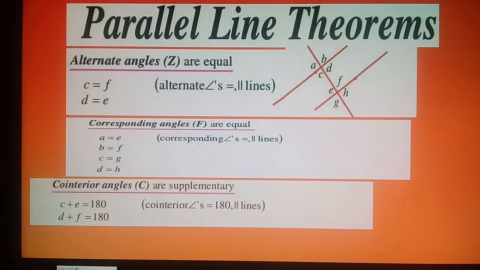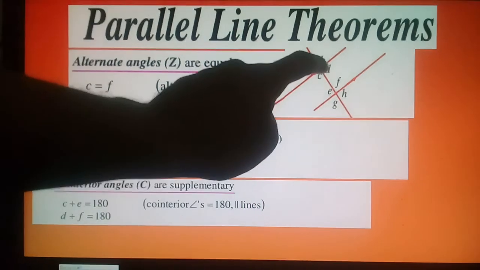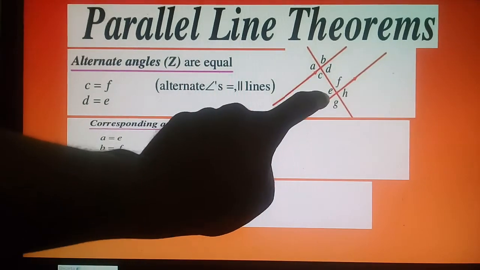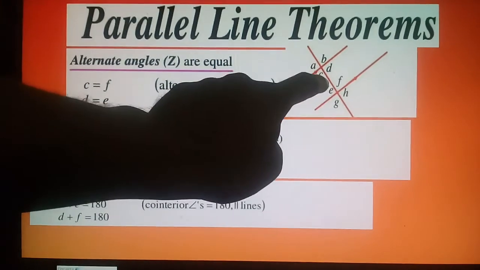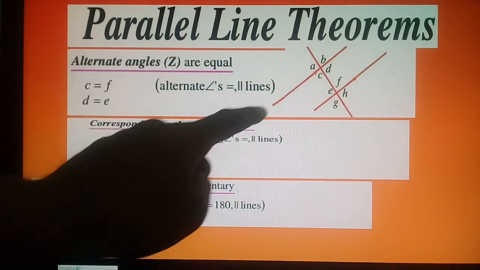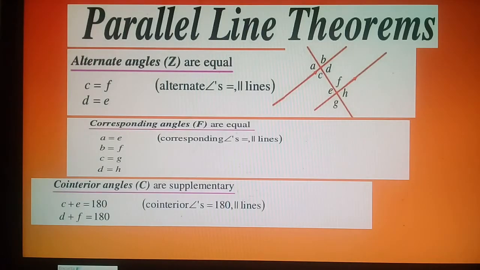Then the last fact on parallel lines, we have co-interior angles. They say co-interior angles are supplementary, it means they add up to 180. They form a C shape. For co-interior angles, we have C and E. They form a C shape, and they add up to 180. It means if I add C and E, I get 180. D plus F, now we have D and F, I get 180 degrees there.